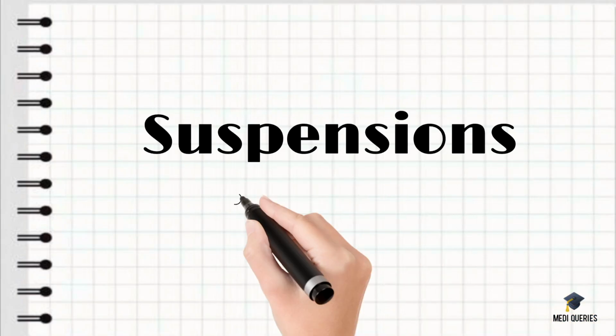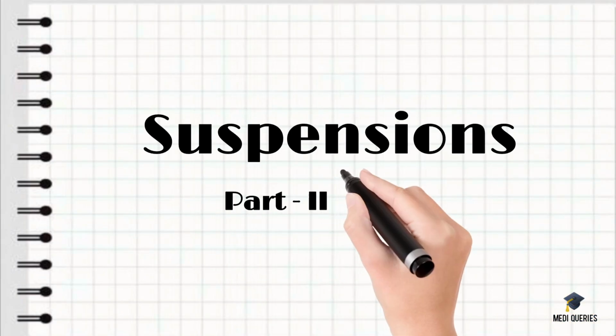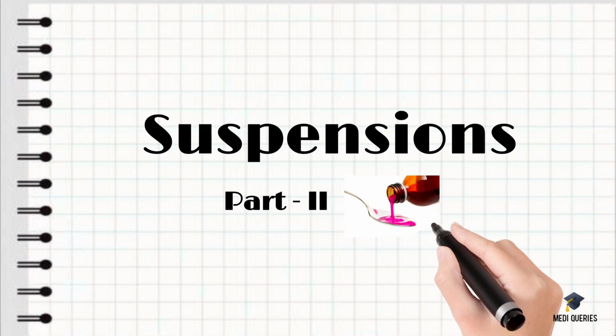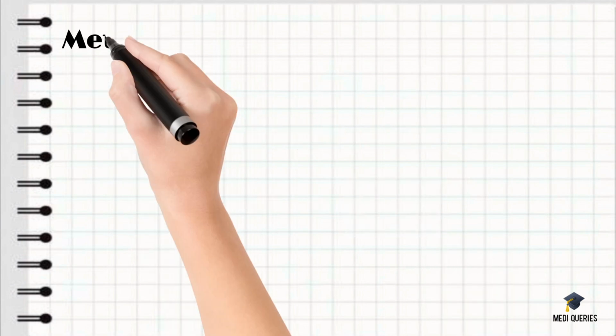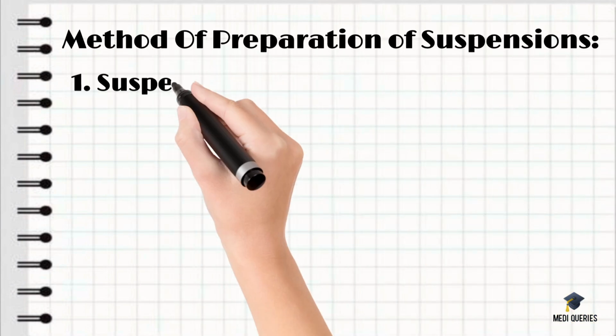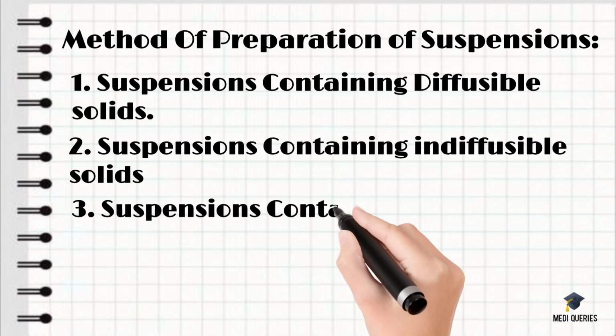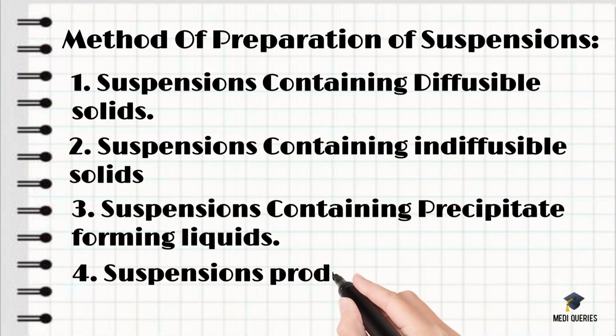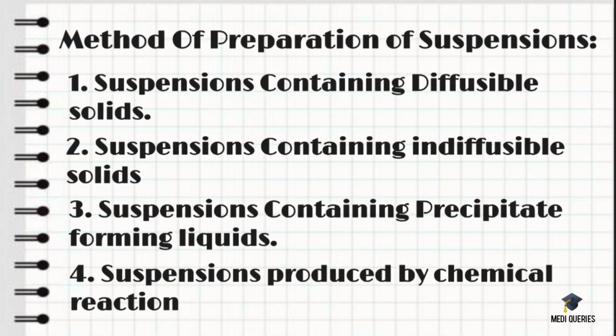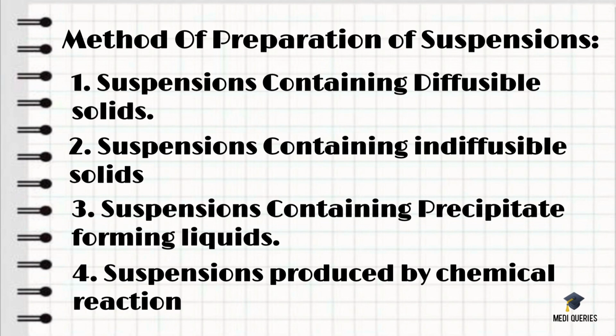Today in this video we are going to learn about the methods of dispensing suspensions. Suspensions are divided into 4 main types according to their method of dispensing: suspensions containing diffusible solids, suspensions containing indiffusible solids, suspensions containing precipitate forming liquids, and suspensions produced by chemical reactions. These are the various types of suspensions, and we will see them one by one clearly.